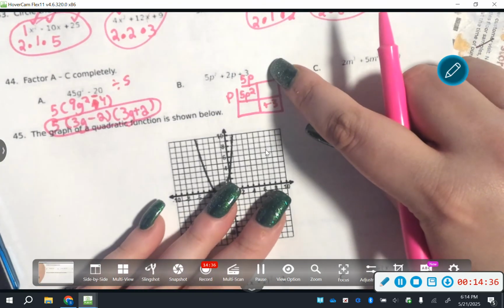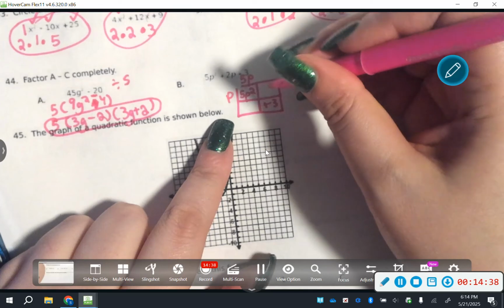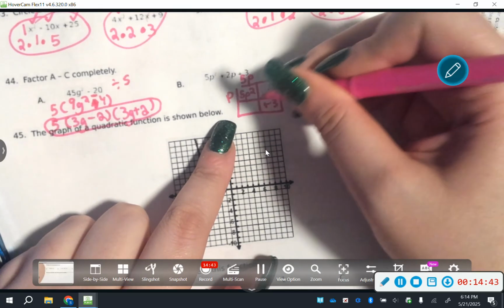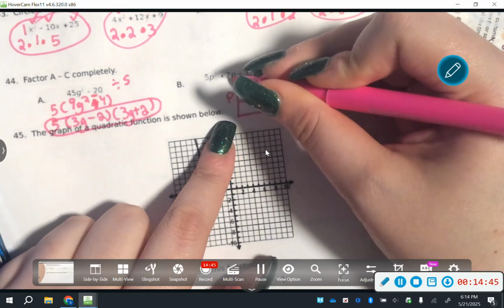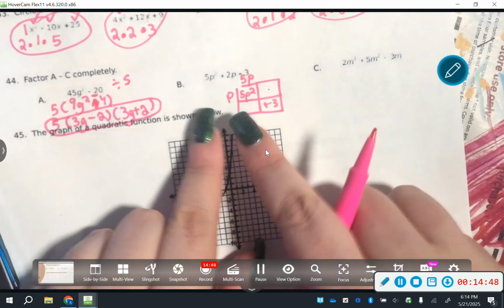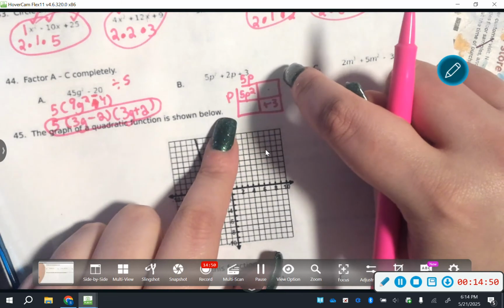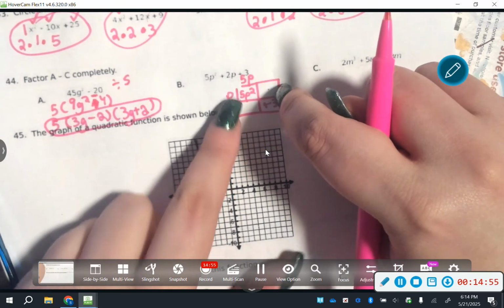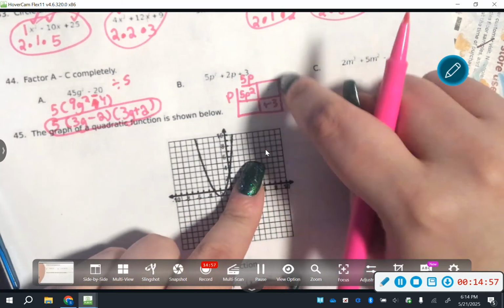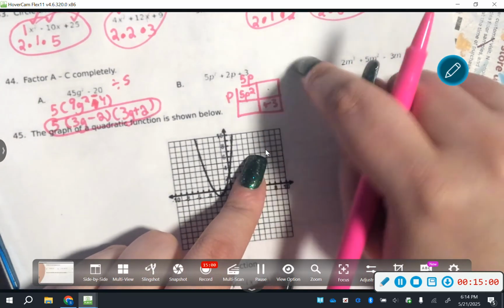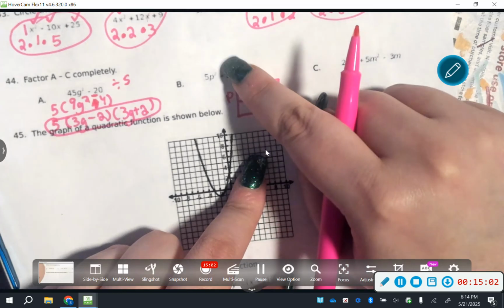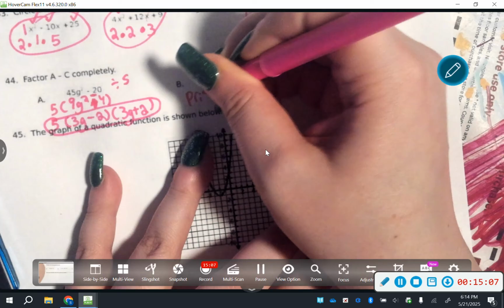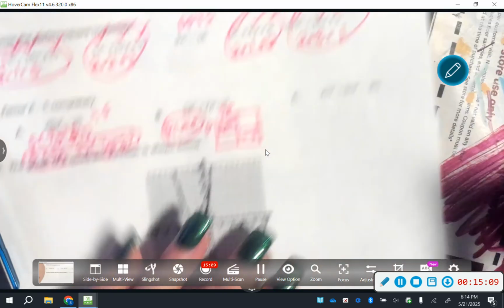Well, if I put my 3 here and my 1 here, that would get me 3p and 5p. And there's no way 3p and 5p can get me 2p. Well, let's say I switched it. If I put my 3 here and my 1 here, that's going to give me 1p. That's going to give me 15p. There is no combination of where I could put these numbers to get my middle term. If that's the case, we call that prime. It means it cannot be factored. It's already as simple as possible.